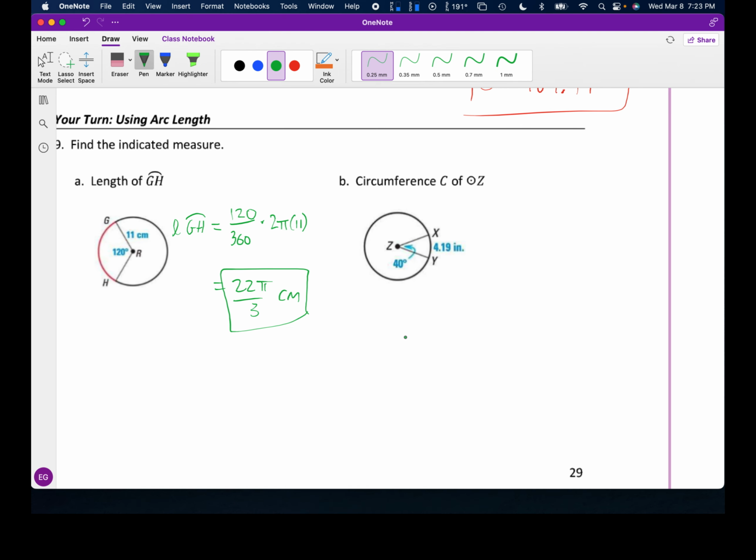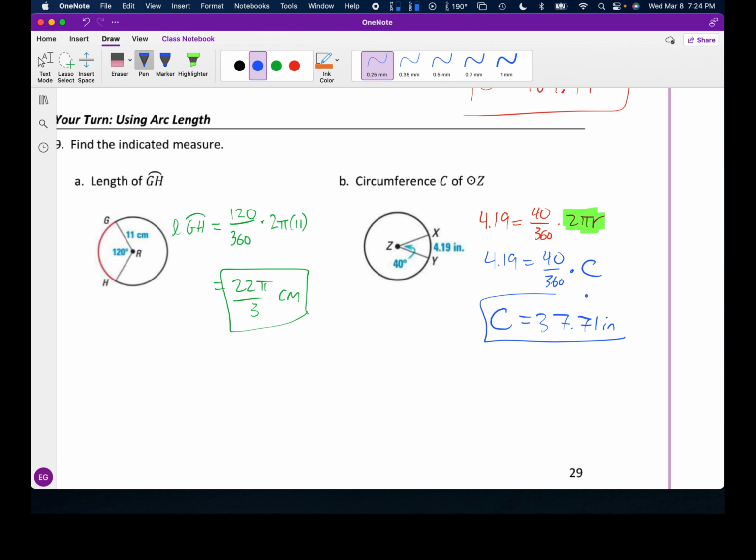9b is asking you to find the circumference, and they gave us the arc length of XY, and they gave us the central angle. So what we have is 4.19 is going to equal 40 over 360, so the part, times the circumference, so times 2 pi r. But this is the circumference. So realistically, what I really have is 4.19 equals 40 over 360 times C, the circumference that I'm trying to find. And I just need to multiply 360 and divide by 40 to move everything to the other side, and I'll get that C equals 37.71 inches. And I don't think that was that bad.